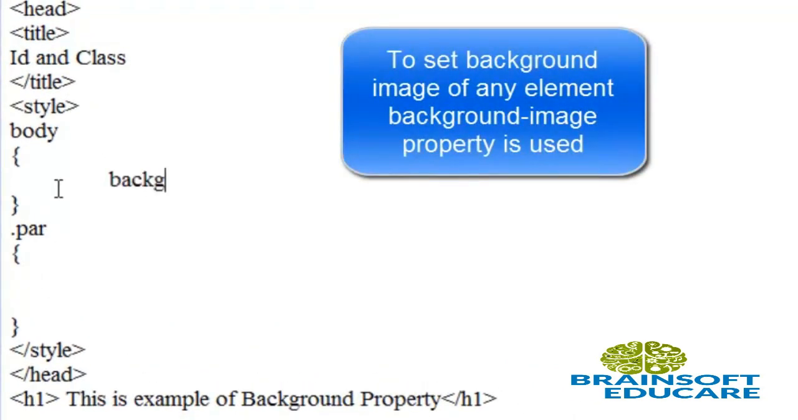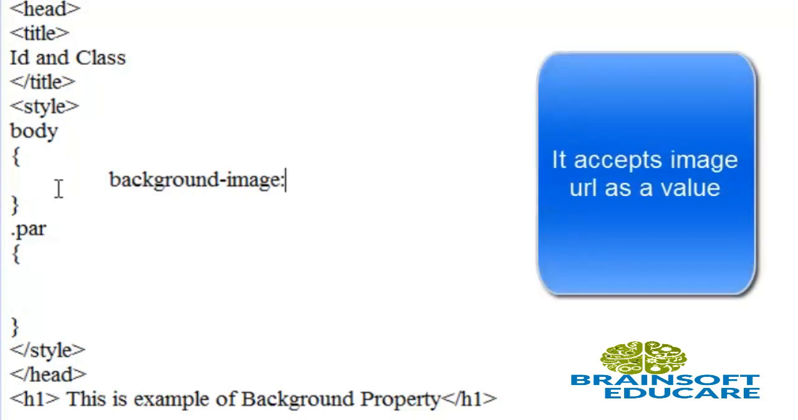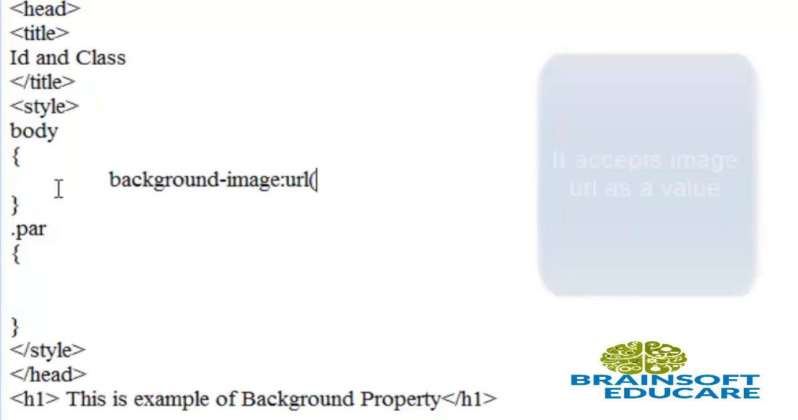image background, the background-image property is used. It accepts an image URL, and we have to load that image using url, and in braces we have to pass the image path. Our image is stored in the same folder where our HTML document is located, so we are writing just the image name and its extension, JPEG, and write a semicolon.